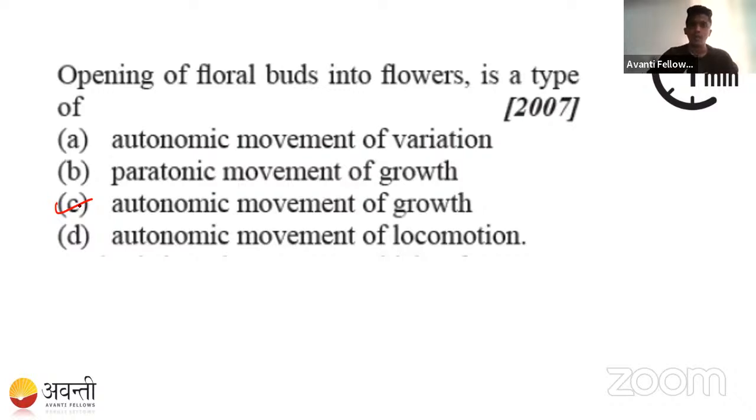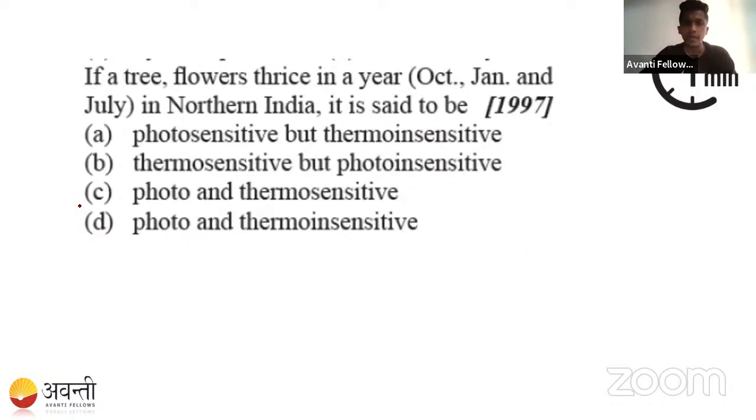Next question is, if a tree flowers thrice in a year, that is in October, January, and July in northern India, it is said to be: photosensitive but thermo-insensitive, thermo-sensitive but photo-insensitive, photo and thermosensitive, or photo and thermo-insensitive.